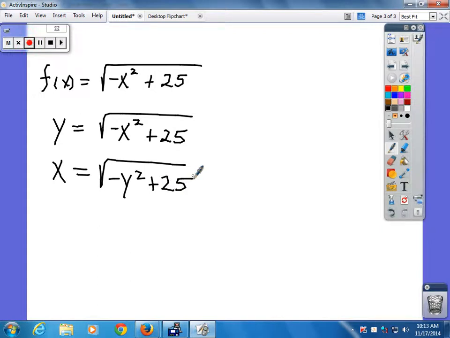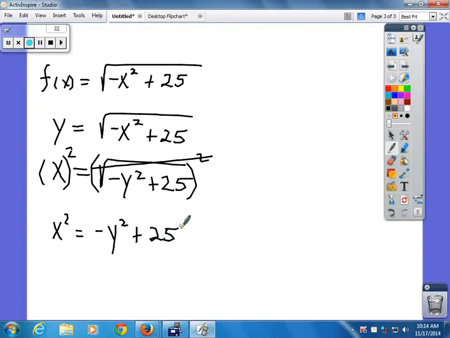And now let's solve. Well, the first thing to do to solve is you've got to raise both sides to the what? I meant to the second power, sorry, or square. And you get x squared is equal to, what happens to the square root and the square? They cancel. Negative y squared plus 25. x squared minus 25.